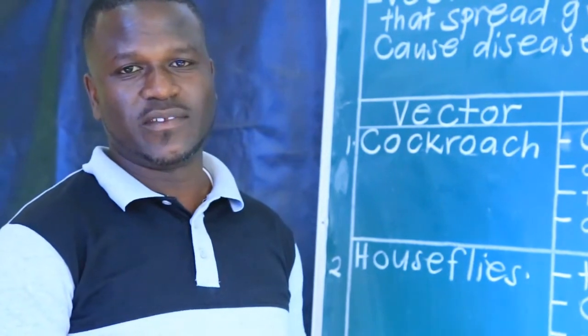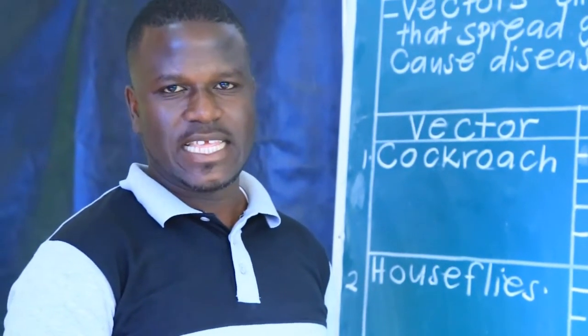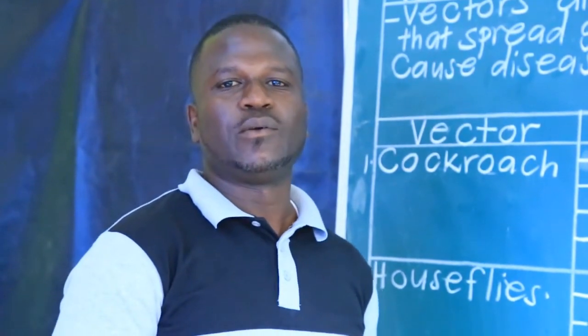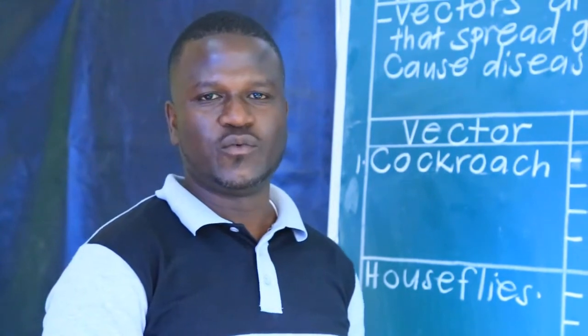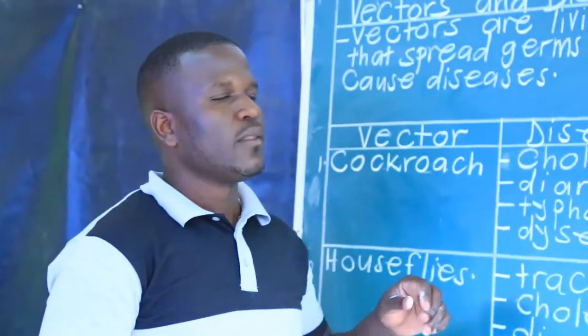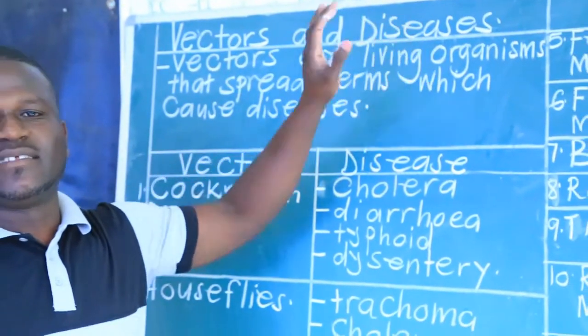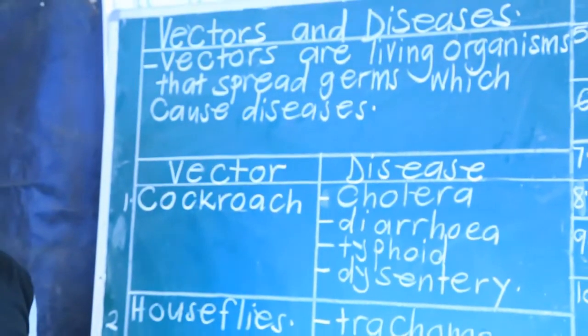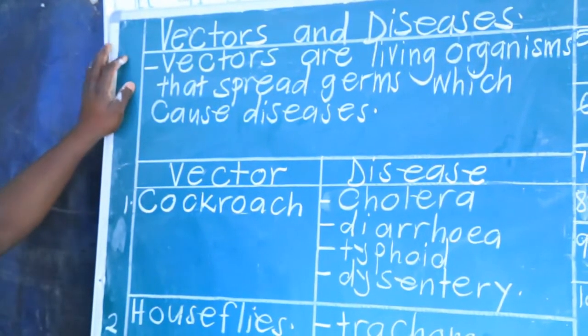I'm going to take you through science, primary 4, term 3. We're going to look at the second topic. We finished topic 1. Now we are on topic 2, term 3, P4, and the topic is vectors and diseases. Vectors and diseases is our topic number 2.